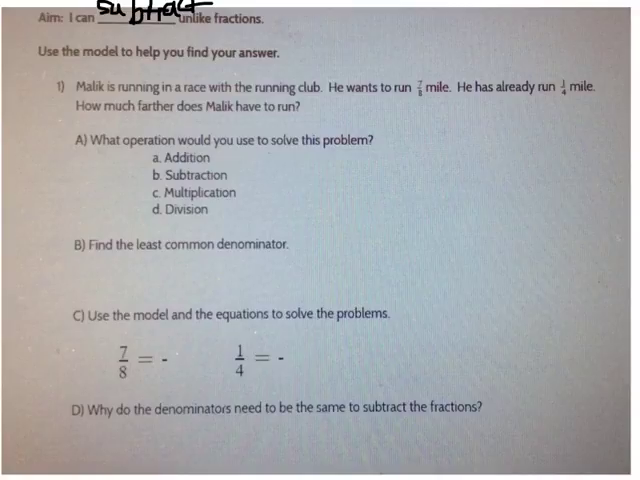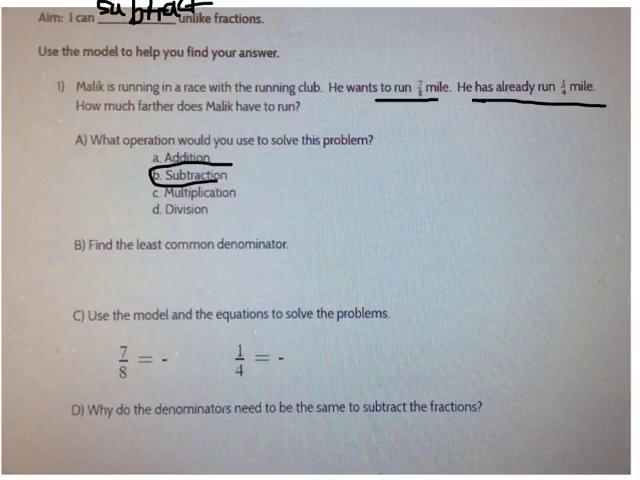First, what operation would you use to solve this problem? This is a subtraction problem. I know how far Malik wants to run. I know how far he's already run. And I'm comparing them to find a difference. When I compare to find a difference, that means I'm using subtraction. So I'm going to subtract 7/8, the larger fraction, minus 1/4.